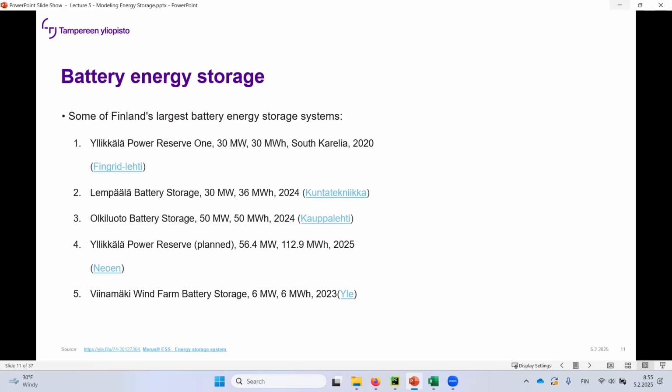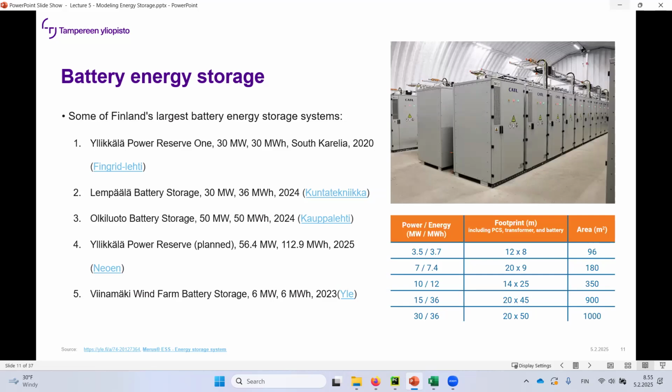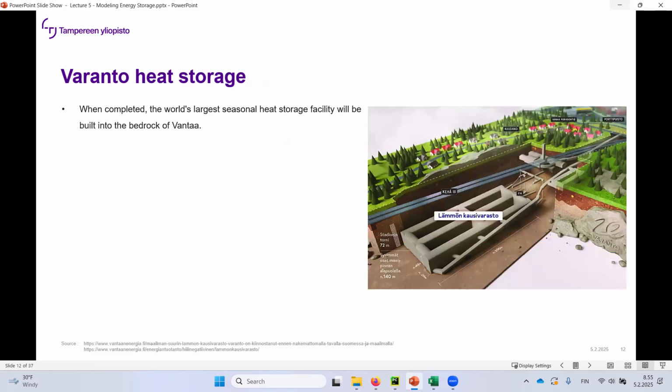And wind farm batteries are also being implemented. So that's from this Lempäälä system. A lot of batteries. And if you're thinking about the space usage, as a whole, the footprint of the area required for the largest system seems to be 1,000 square meters. So it's not just the battery itself, it needs the transformers and so forth in the area. So that's a part of this Lempäälä Lemene energy community.